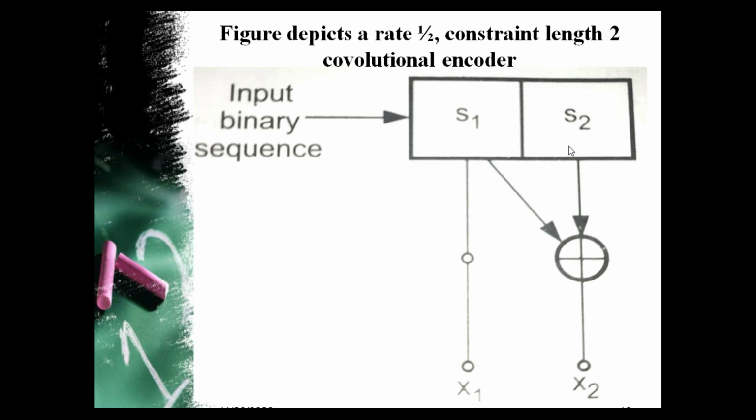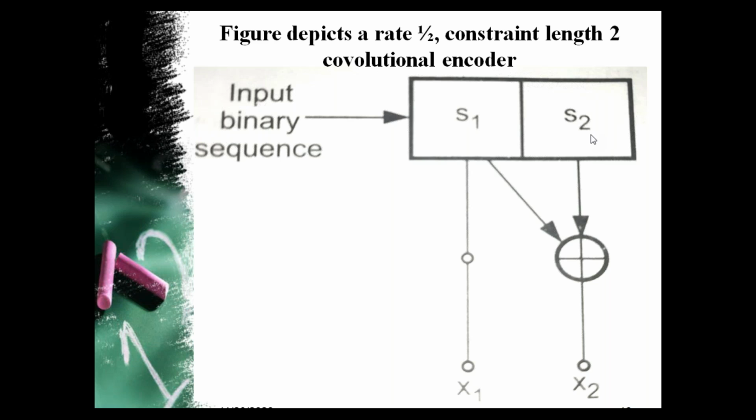Then regarding the states of this encoder, we will have to consider the state of S2 only. Here the constraint length is 2, therefore we have only one memory element to consider for the states of the encoder. Therefore, this S2, the state of the encoder, can be either 0 or 1. Therefore, only two possible states for this encoder. S2 equal to 0 is the first state, S2 equal to 1 is the second state. Therefore, we can take them as state A and state B. Only two states for this encoder, 0 and 1.